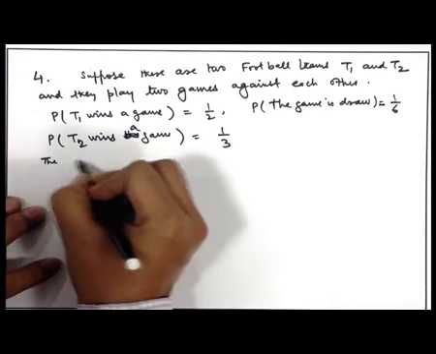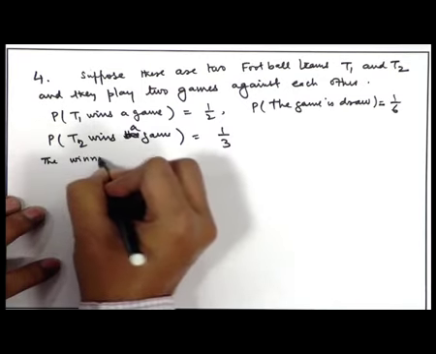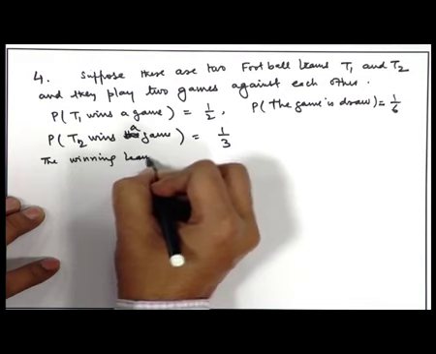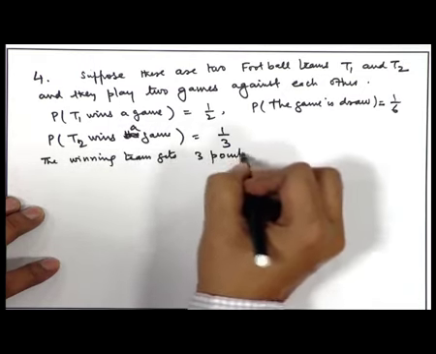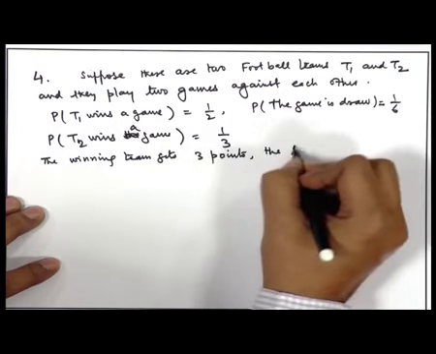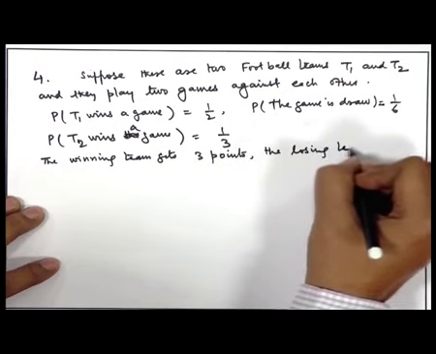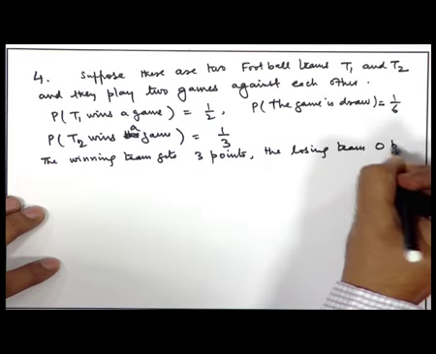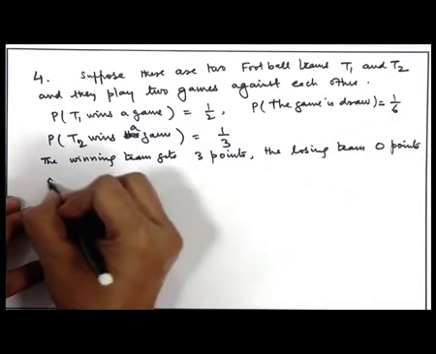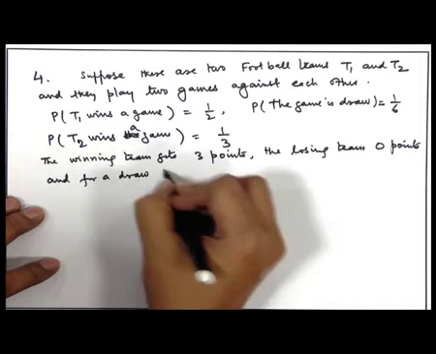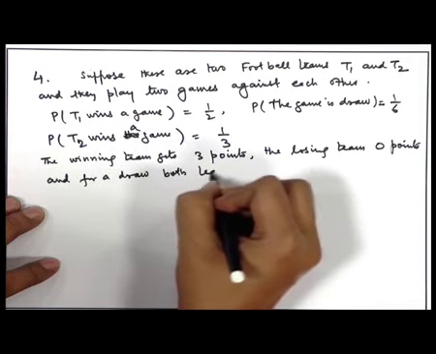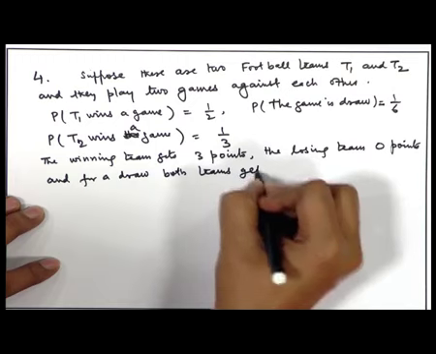The winning team gets 3 points, the losing team 0 points, and for a draw both teams get 1 point each.